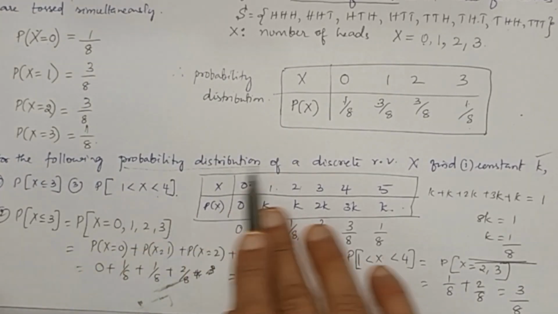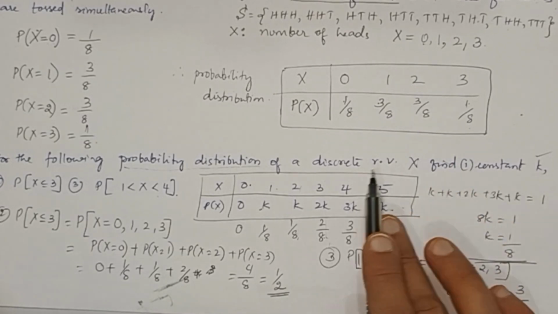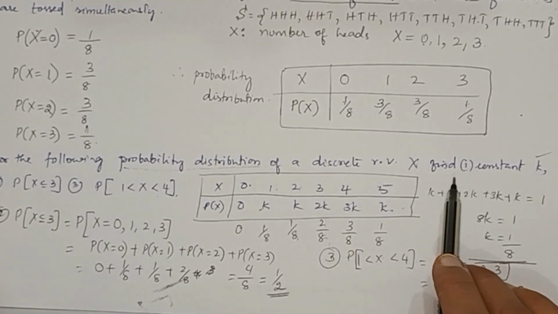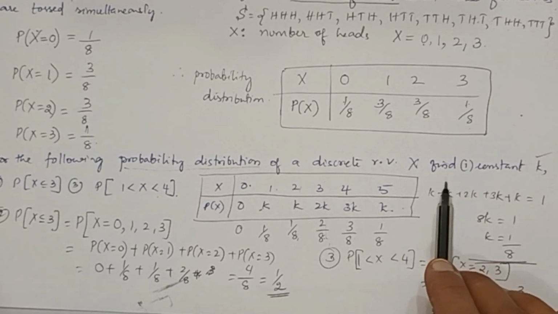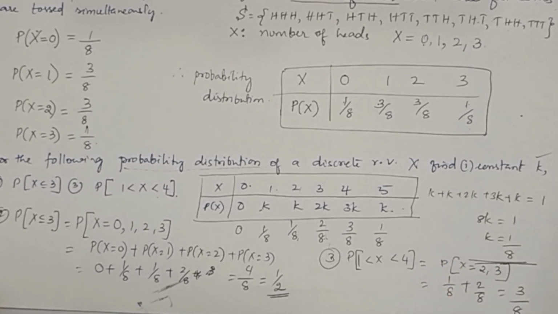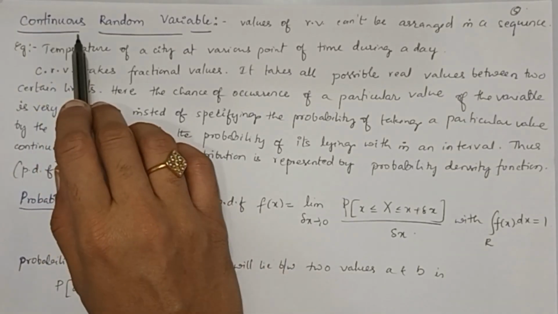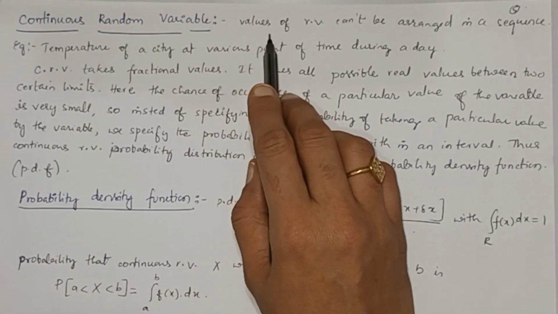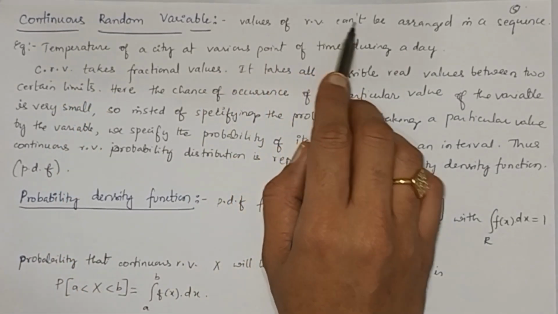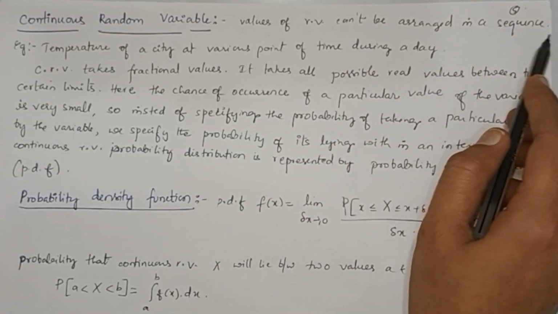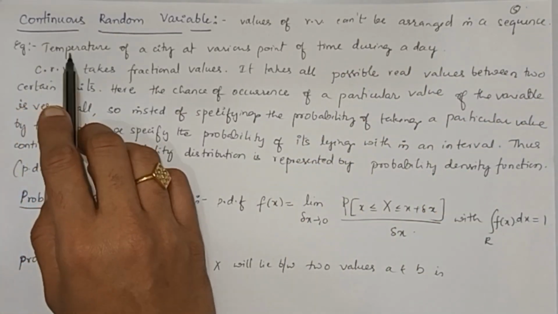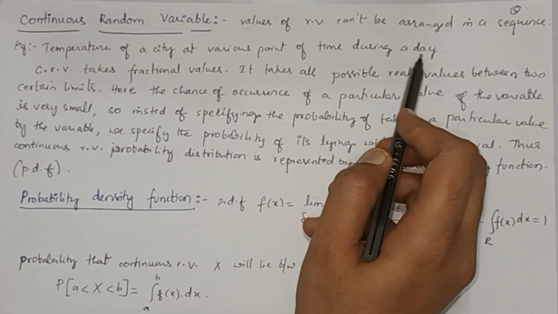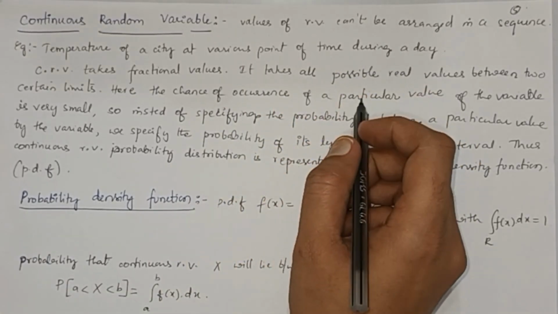See here, nowhere the random experiment or its outcomes are specified. Instead of outcomes, now we are dealing with the number associated with each outcome. Now, second type is continuous random variable. See here, in this case, values of random variable cannot be arranged in a sequence form. For example, temperature of a city at various points of time during a day. It is taking the fractional value also.